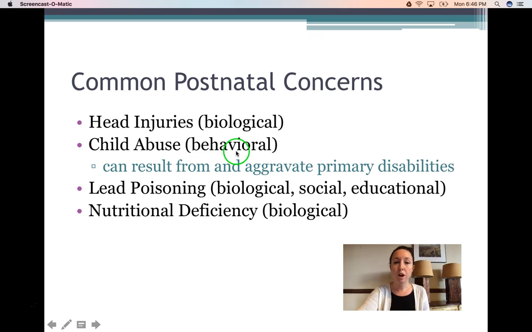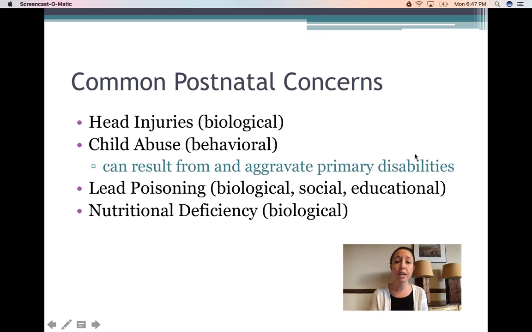Child abuse is typically primarily considered a behavioral concern, but again, can lead to head injury, and could be due to lack of education, parenting skills, or lack of social support. And this can result from and aggravate primary disabilities. So sometimes child abuse can occur as a product of a child already having a possible disability, and just frustration or lack of education and social support that a family may have, and that can aggravate already existing disabilities.